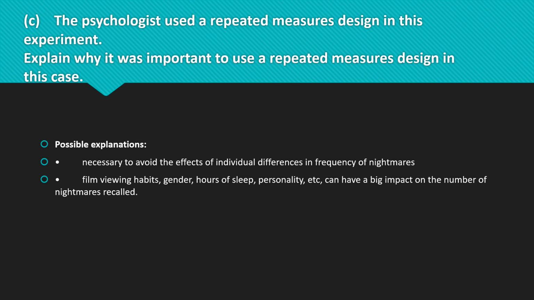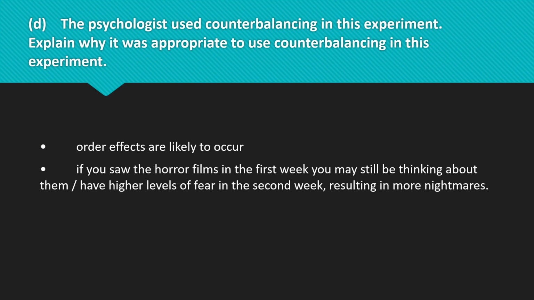Two more questions to go then, D and E. So D is the psychologist used counterbalancing in this experiment. Explain why it is appropriate to use counterbalancing. You have to explain that order effects are very likely to occur, so that gets you 1 mark, saying that order effects are likely. You then have to explain what that means.